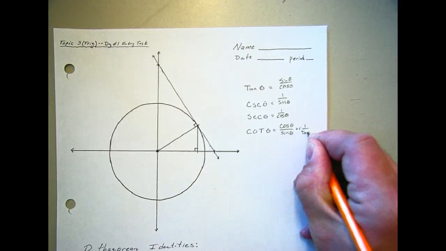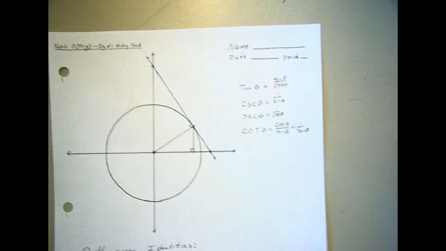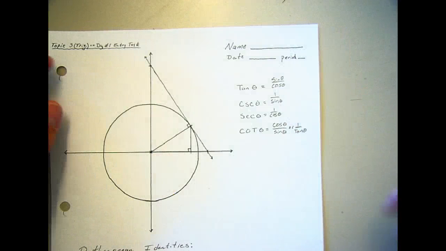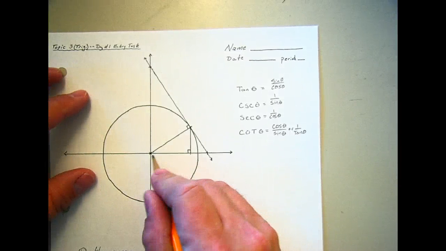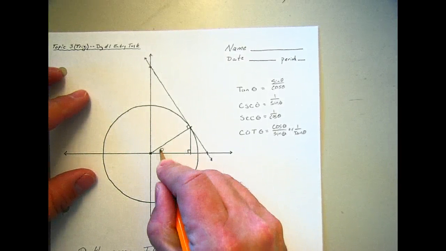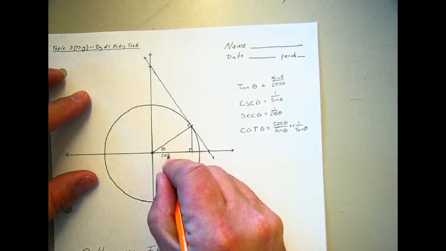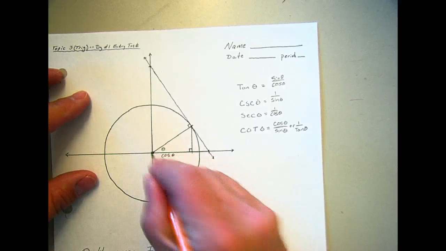All right, what do we call those? What type of identities are those? Elizabeth? Those are reciprocal identities. Okay? Now, it helps to be able to identify things in a picture form. So we know that this length right here, we call this theta. We know that this length is cosine theta. That's from here to here.